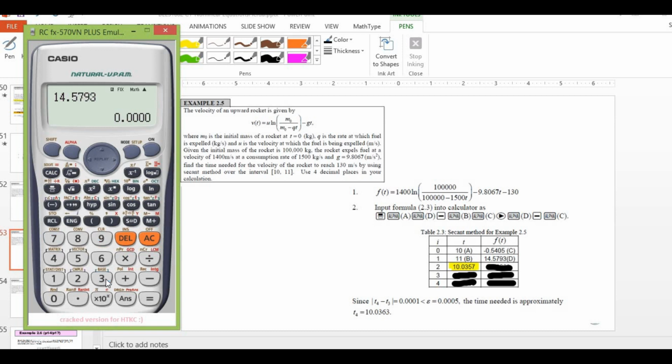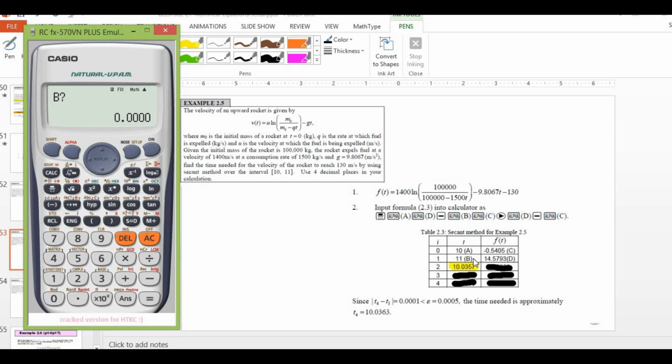14.5793. If you are very good in using storing, you can use it. If you do not know how to use the storing, I'll recall here, and then it will be no problem. You can just do manual as I. Okay, so calculate. Okay, enter.